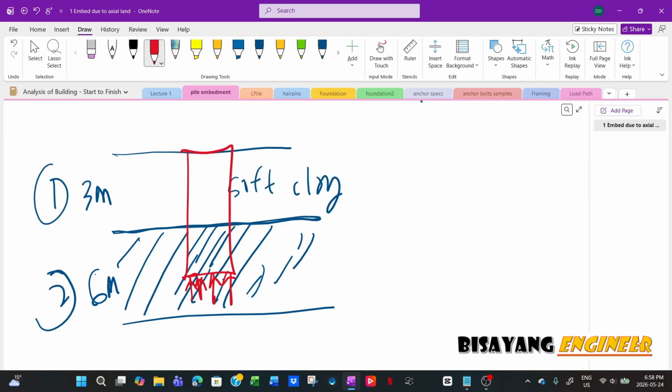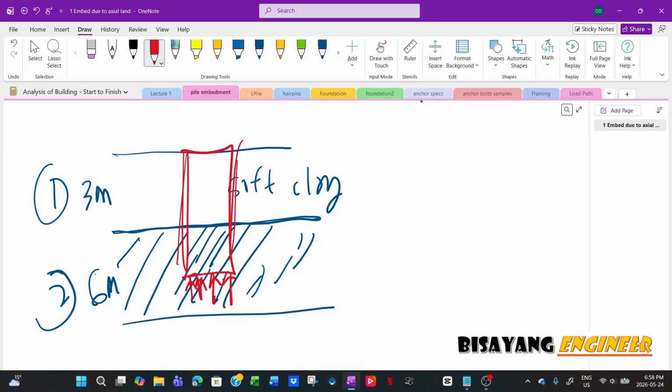If the soil is really good, especially if it's like bedrock, or sand, then you can do end bearing. But the downside with sand, if you go end bearing, is it might slough. So you will end up probably using a casing. The same issue applies if you have a groundwater table.